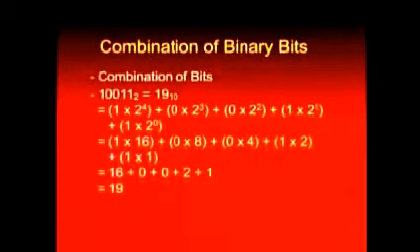The binary combination 1, 0, 0, 1, 1 represents decimal 19. The subscript 2 indicates that the number 10011 is binary and not decimal 10,011. Writing the expression gives us 1 into 2 power 4 plus 0 into 2 power 3 plus 0 into 2 power 2 plus 1 into 2 power 1 and plus 1 into 2 power 0.